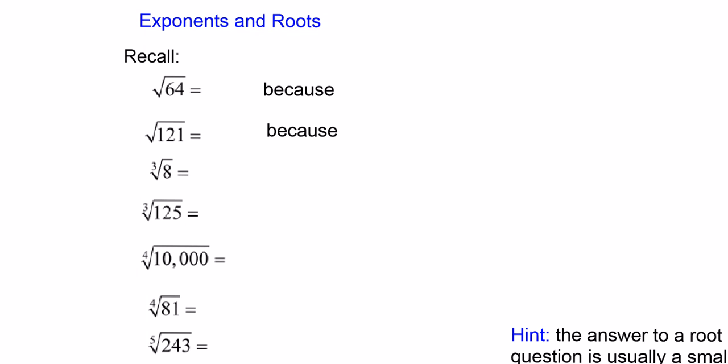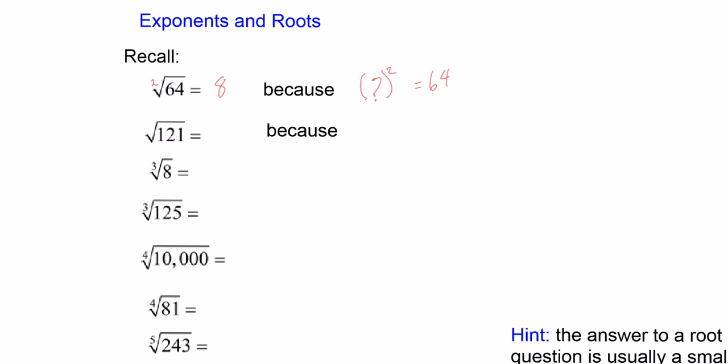Exponents and roots. What we're going to do is take a look at different roots. The reason why the root of 64 is equal to 8 is because we want to know what squared is equal to 64. If there is no root shown, we really mean the second root on something.